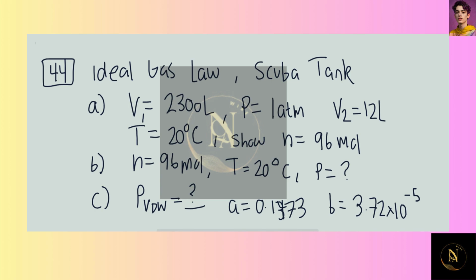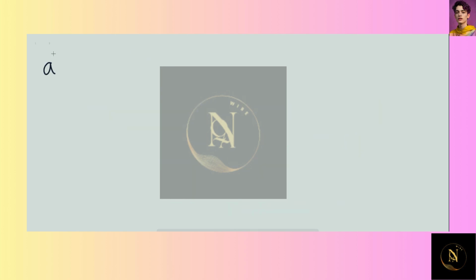In part A, we're asked, if 2,300 liters of air are brought into a tank that's only 12 liters large, initially at a pressure of 1 atmosphere and a temperature of 20 degrees Celsius, and throughout the process, show that the amount of moles in the tank is going to be 96 mole. We can do that with the ideal gas law pretty simply.